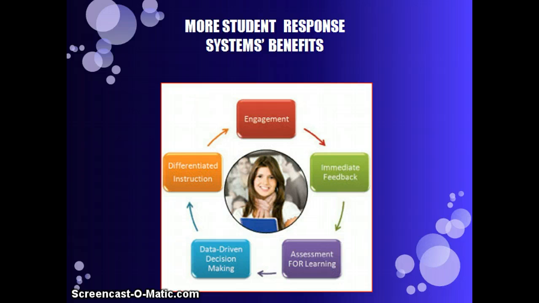Student engagement is a result of SRS. Student immediate feedback to the teacher, and teacher immediate feedback to the students are a result of student response systems. They also measure assessment and learning in the classroom. SRS are data driven decision making tools.